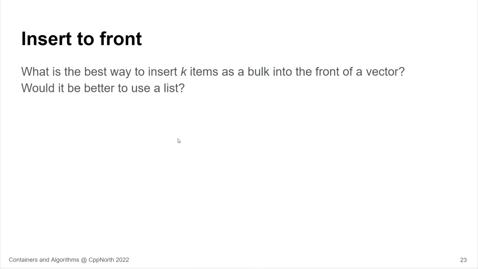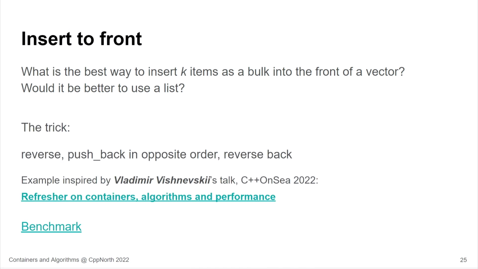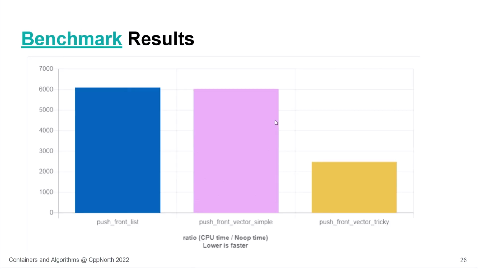Is there any better way to push several items into the beginning of the vector? It is a bit tricky, and the trick might be: reverse the vector, then push back in opposite order, then reverse back. Oh, sounds insane, and yet this idea comes from a talk by Vladimir Vishnevsky, sorry for saying the name, from, again, C++Con. Again, the link points to the abstract. And I would just show you the benchmark.